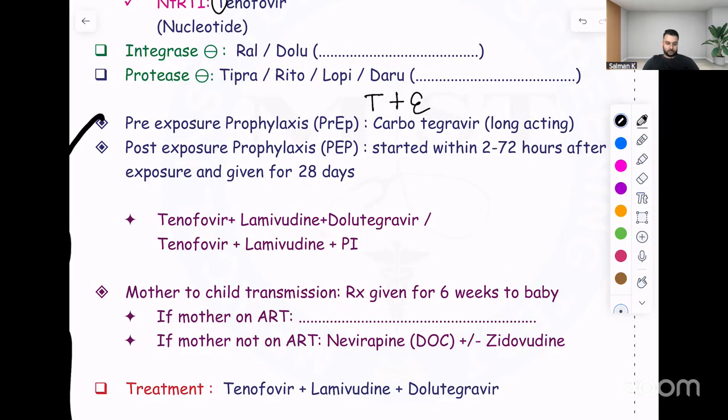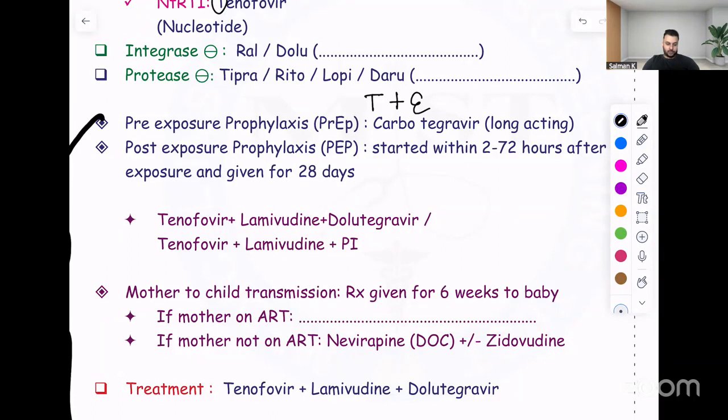Now the newer drug that exists here is called cabotegravir. This is about pre-exposure prophylaxis. Now that we talked about this, we can move into the next topic, that is post-exposure.